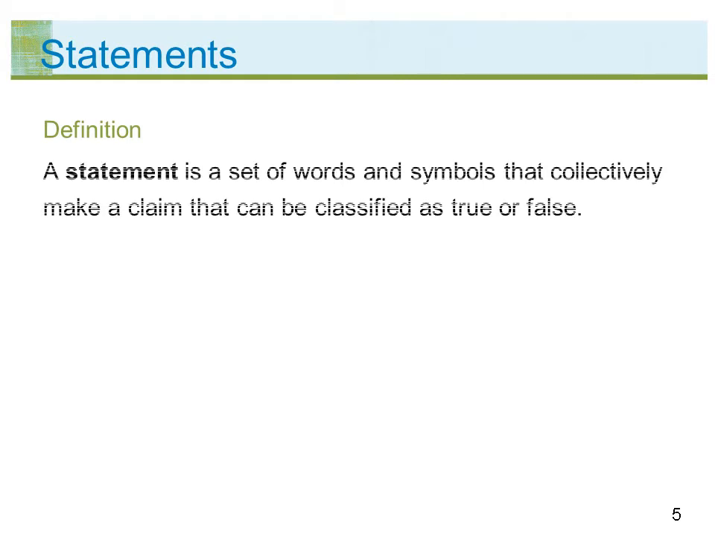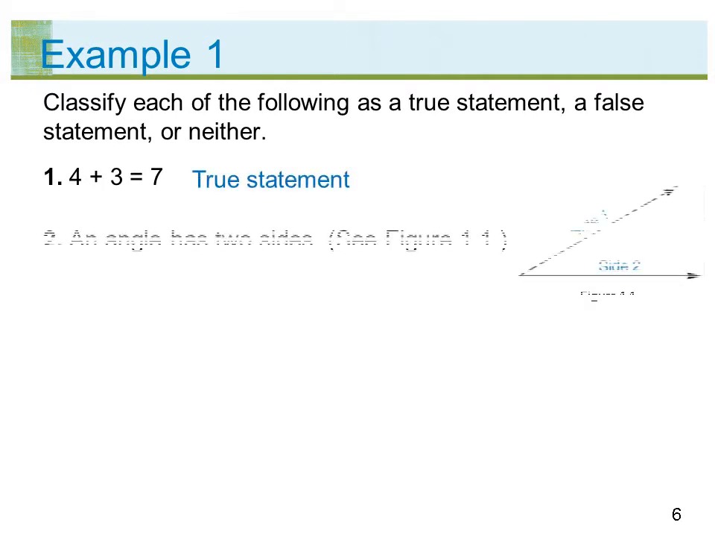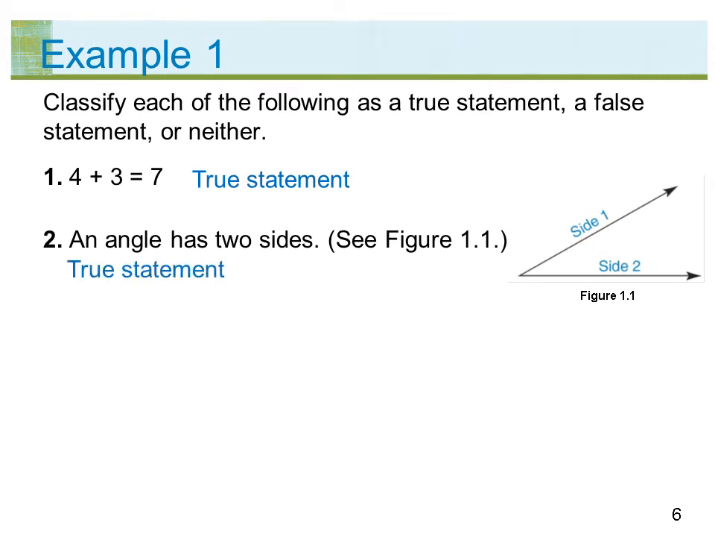Definition: a statement is a set of words and symbols that collectively make a claim that can be classified as true or false. Classify each of the following as a true statement, a false statement, or neither. Number 1. 4 plus 3 equals 7. True statement. Number 2. An angle has two sides. See figure 1.1. True statement.